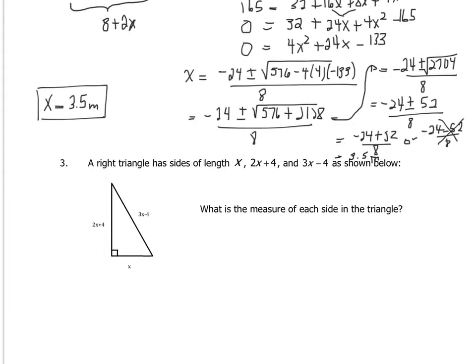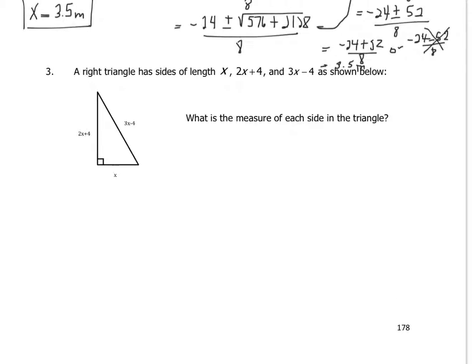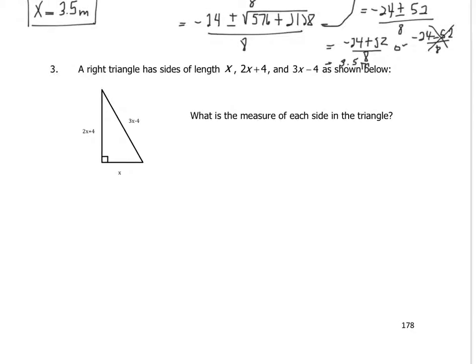Okay, our next problem says a right triangle has side lengths of x, 2x plus 4 and 3x minus 4, as shown below. What is the measure of each side? So when you have a right triangle, you can use the Pythagorean theorem to relate the sides.